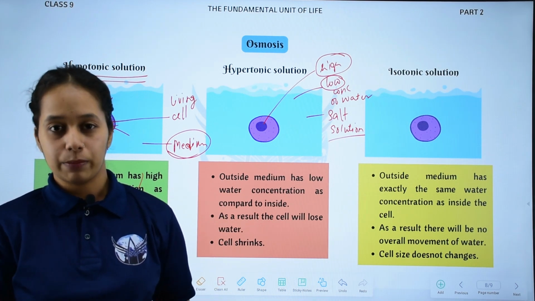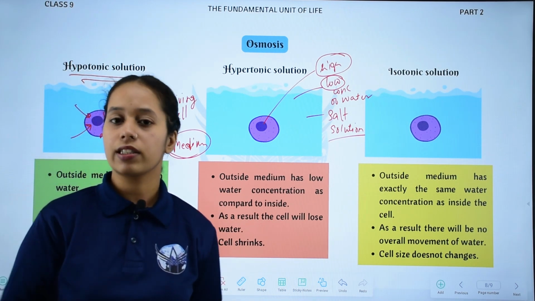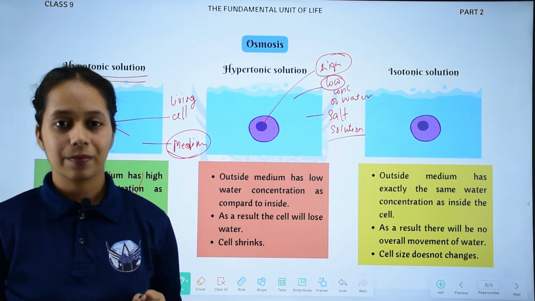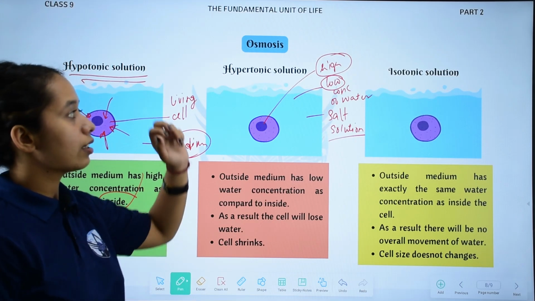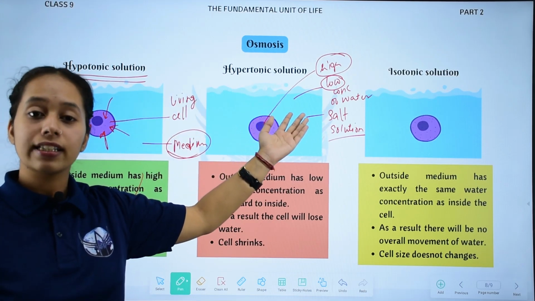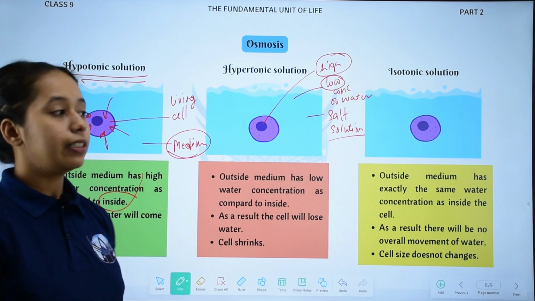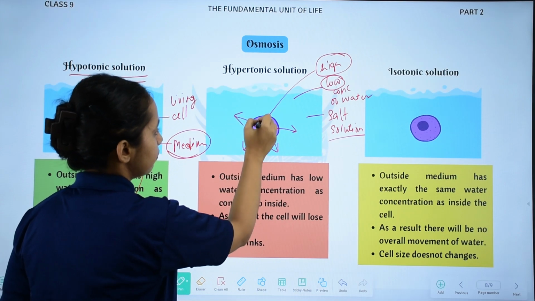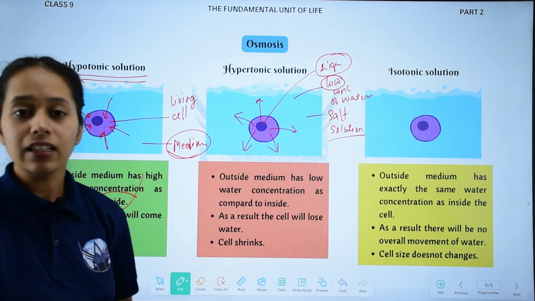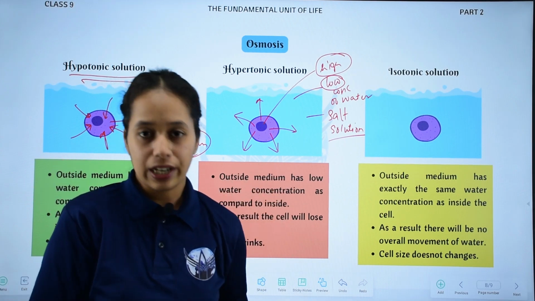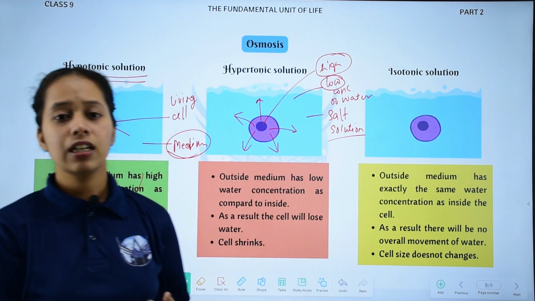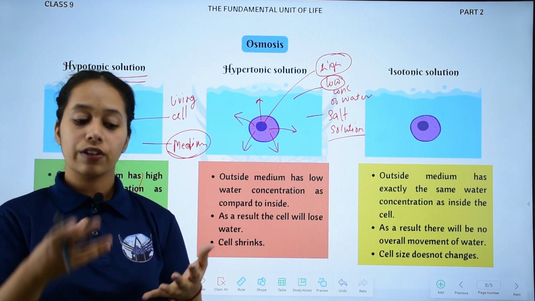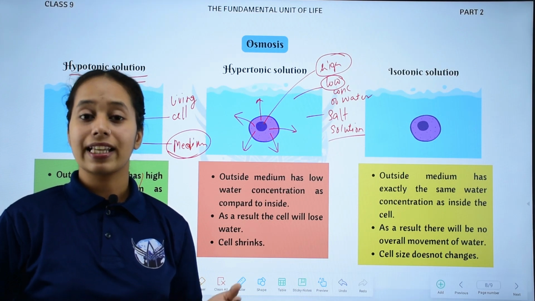So in that case, what will happen? Osmosis will take place. Obviously, osmosis will take place. How? Water will move from outside to inside or inside to outside the cell. Since inside the cell the water concentration is high and outside it is low, this time the water will move from inside the cell to outside, to the external environment. Okay. So as a result, the cell will shrink this time. Water is moving from inside to outside, so the cell will shrink.